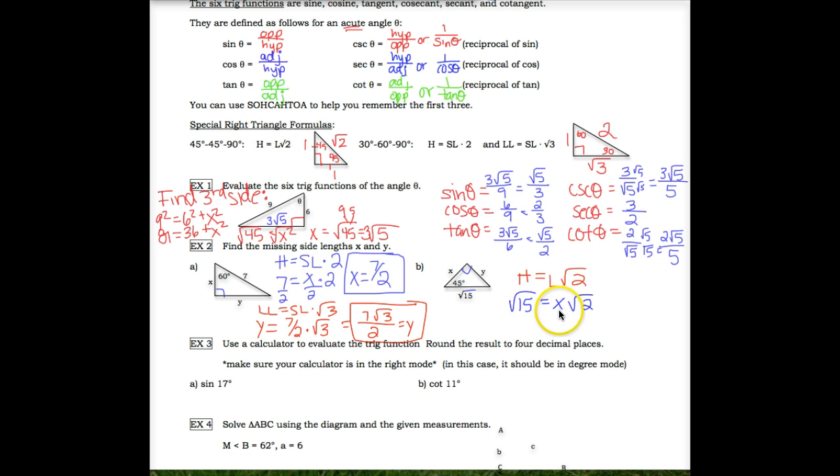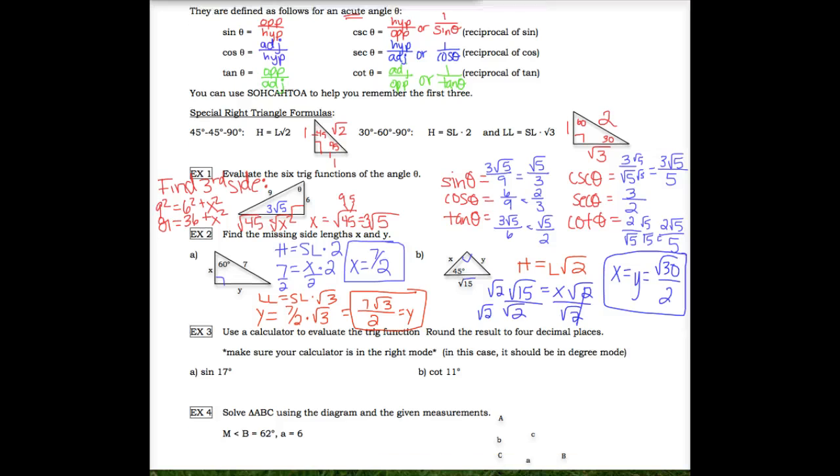In order to solve for x, I need to divide both sides by radical 2. Now, 15 and 2 don't have common factors, so I can't reduce that, but I do need to rationalize it. So multiply top and bottom by radical 2. So x, which is the same as y, so I'm going to go ahead and write them together, is radical 30 over 2, because I know that they have the same measure.